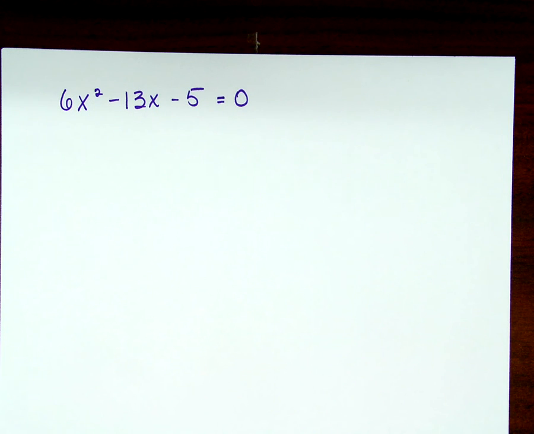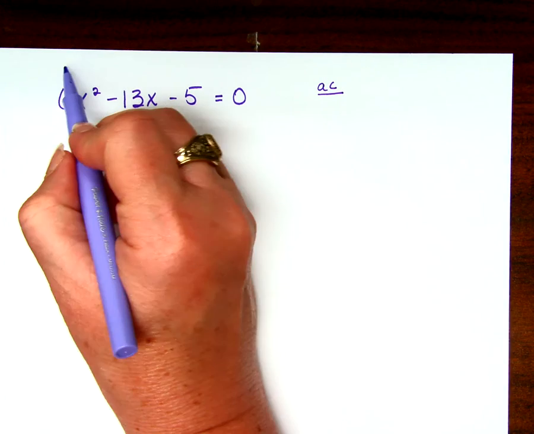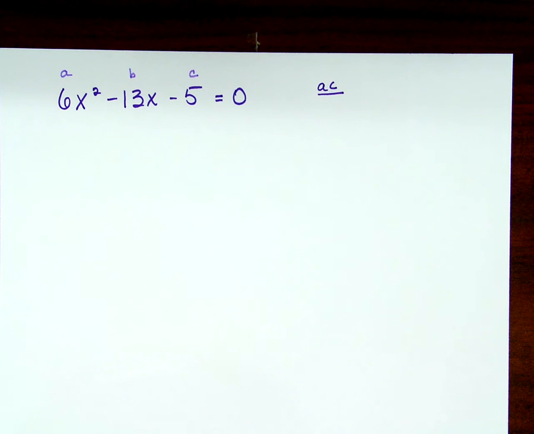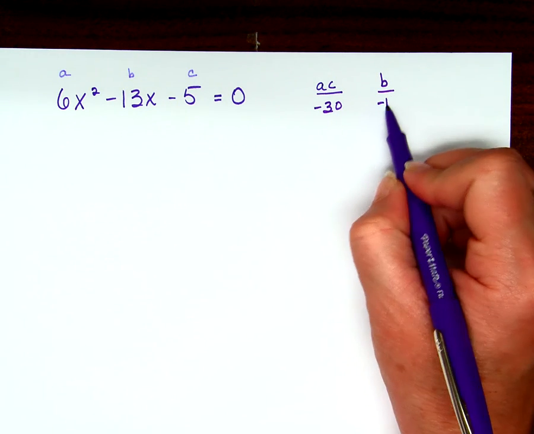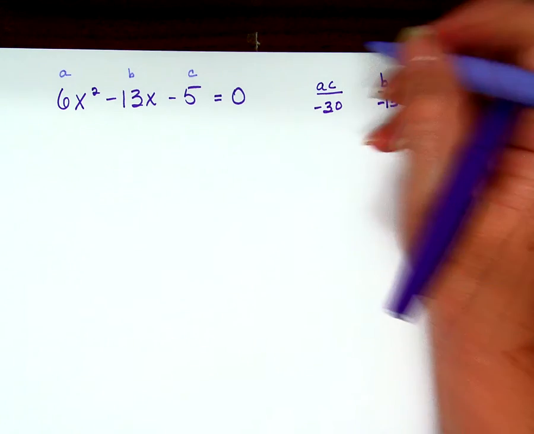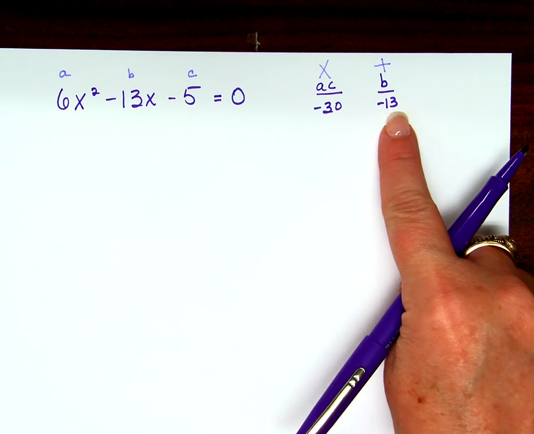So remembering how we factor this, there's lots of different ways. The most common way that we used was the AC method. We said AC, which was A times C, is 6 times negative 5, so negative 30. And then what's B? Negative 13. So what two numbers multiply to be negative 30 and add to be negative 13? So 10 and 3 are the first numbers to jump to mind, right? If it's going to be negative 30, they have to be opposite signs. So either a negative 10 and a positive 3, or a positive 10 and negative 3. Which combination gives me negative 13?